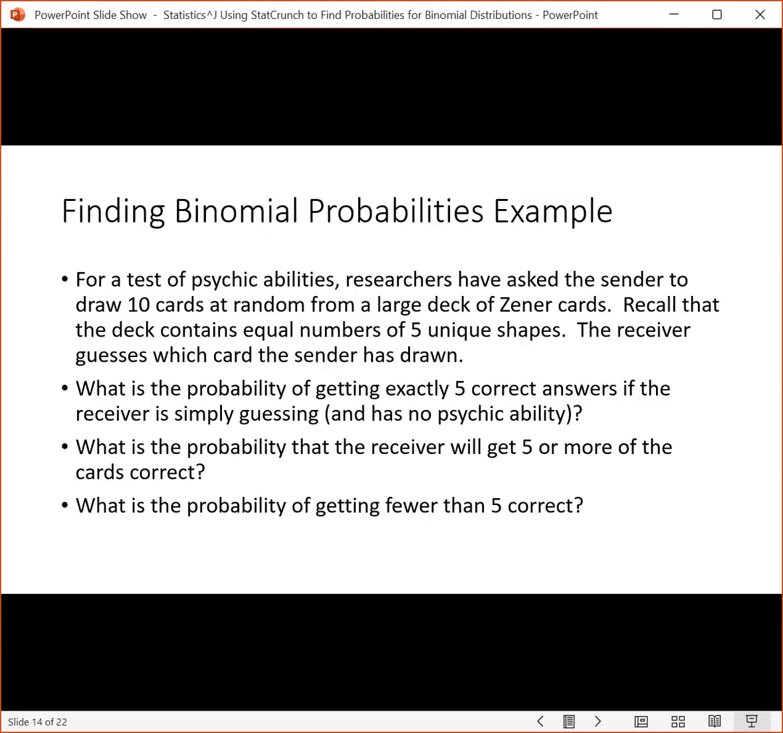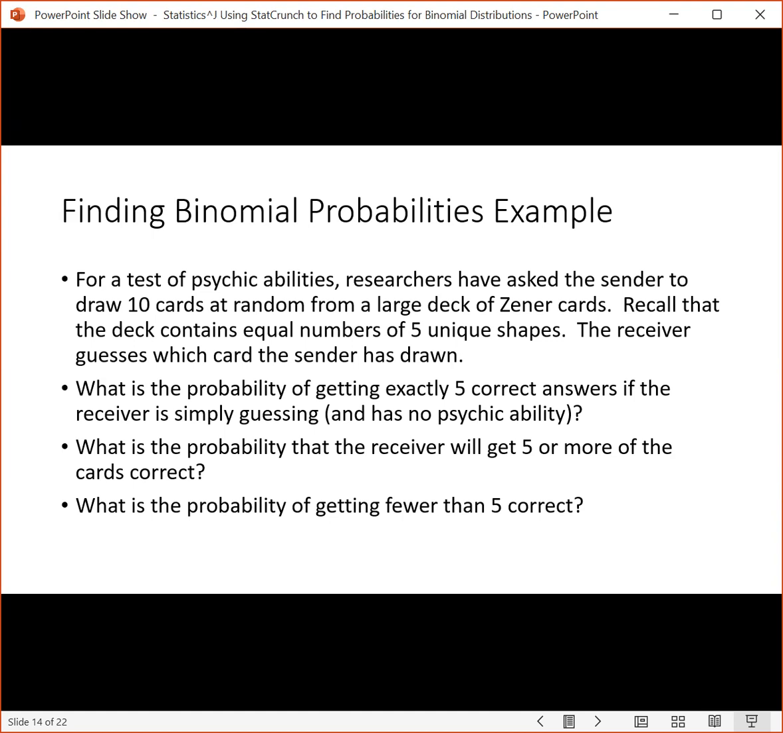All right, let's look at another example. For a test of psychic abilities, researchers have asked the sender to draw 10 cards at random from a large deck of Zener cards. Recall that the deck contains equal numbers of 5 unique shapes. The receiver guesses which card the sender has drawn.